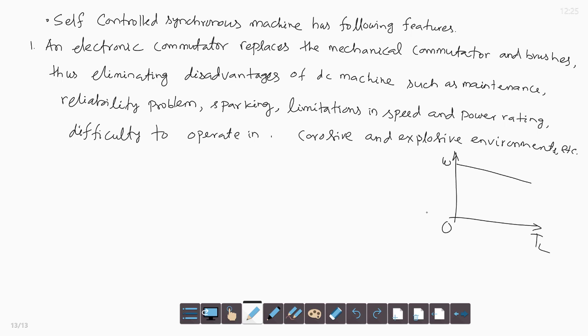But the mechanical commutator and brushes of the DC machine give disadvantages like the requirement of maintenance, reliability problems, sparking, limitations in speed and power rating, and difficulty to operate in corrosive and explosive environments. These disadvantages are eliminated, as the mechanical commutator of the DC machine is here replaced by an electronic commutator, which is the inverter. So, the transient response is fast and DC machine like.